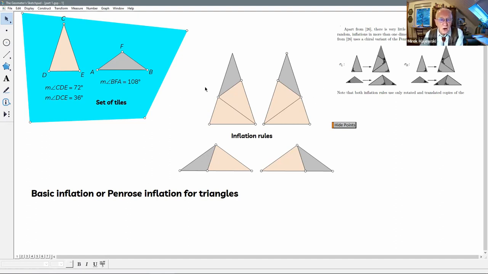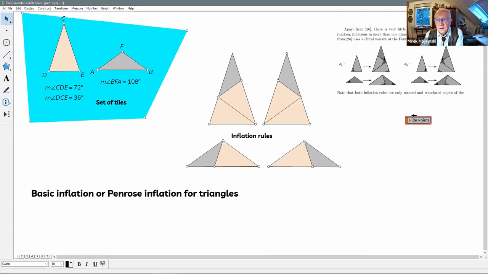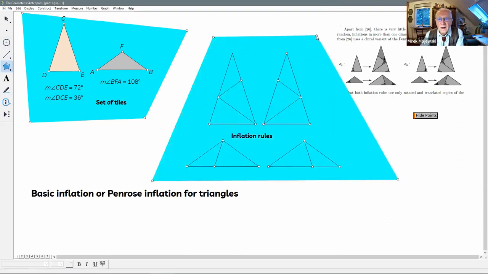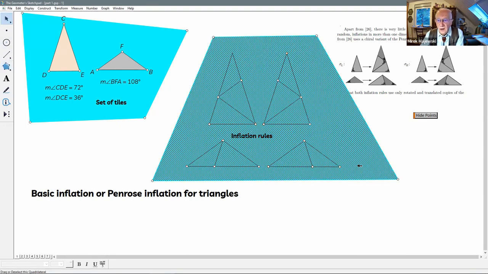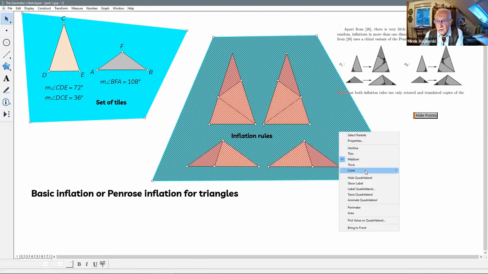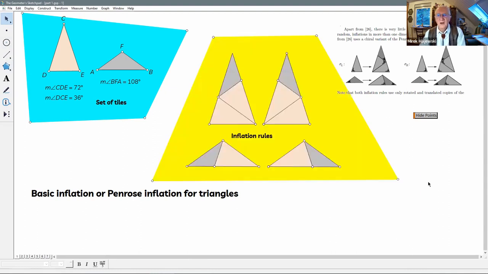You can also make inflation of this tall triangle in a different way, but this is not used at the moment. Then the flat triangle can also be split into 2 smaller triangles like this. You just take a circle like this, and you get one tall triangle, and then you get another triangle, the gray one, the small one. And again, you can have 2 rules, shown here. Let's put them in the background, and let's change the color to yellow. This is fine.